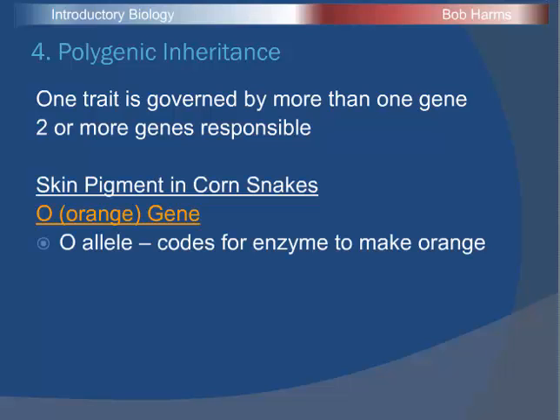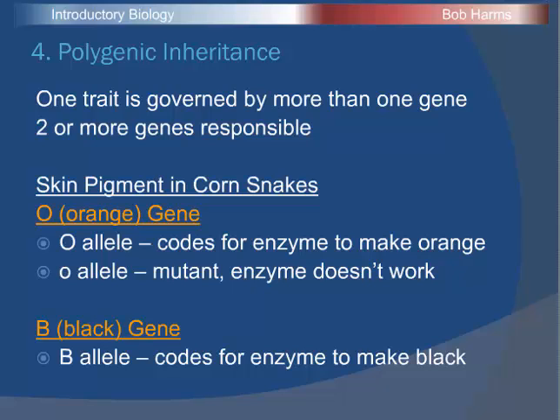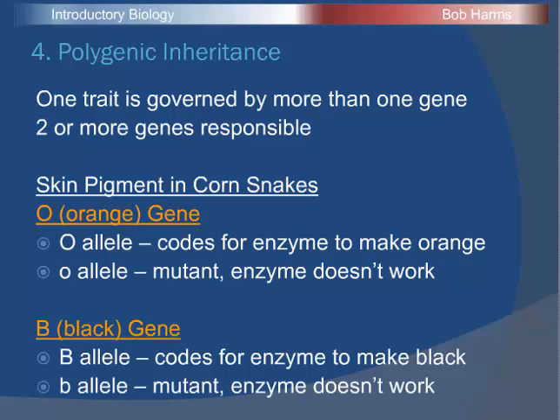The big O, or dominant allele, codes for an enzyme that allows the snake's cells to metabolize or generate this orange pigment that ends up in the skin. But there's a recessive, a little o allele, which is a mutant form of this protein that doesn't work anymore. So if a snake has two copies of this little o allele, it cannot make any orange pigment. The second color is black, so we'll call that the B for the black gene. It works the same way. There's a dominant or big B allele that results in enzymes that can generate the black pigment, but there's a recessive or little b mutant allele that results in non-functioning enzymes. So if a snake has two copies of little b, it cannot make the black.